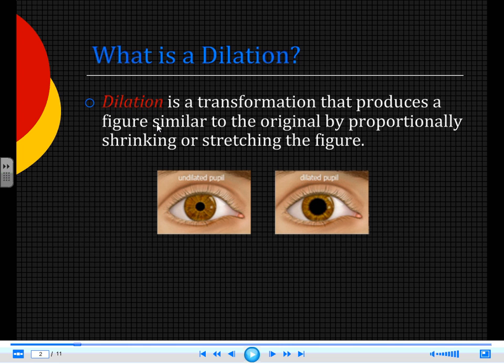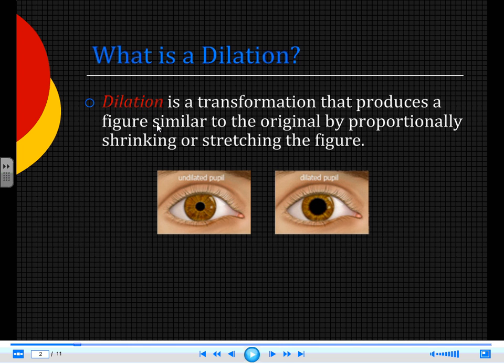Now, take a look at the undilated pupil and the dilated pupil. And you can do this if you ever feel like it. Put yourself in a dark room, close your eyes for a minute, and before you open them, have somebody turn on the lights. Okay? A pupil is dilated. Do you see the difference between the dilated pupil and the undilated pupil? Yeah?